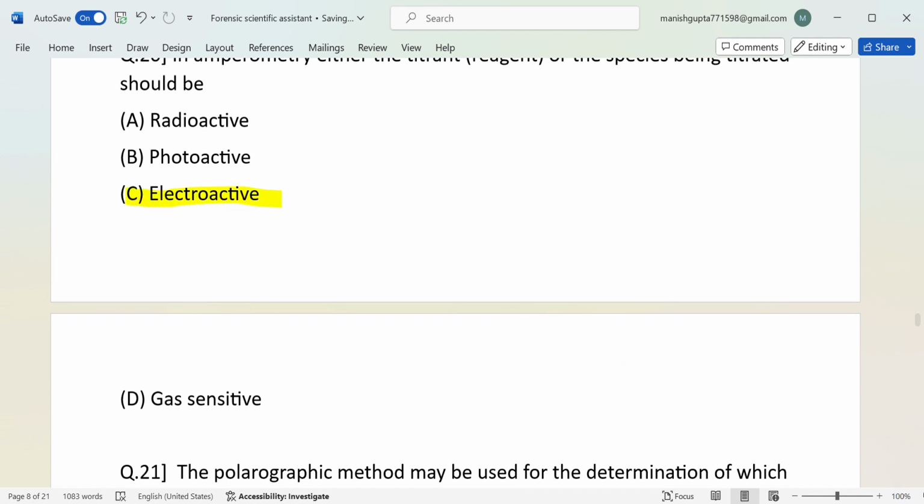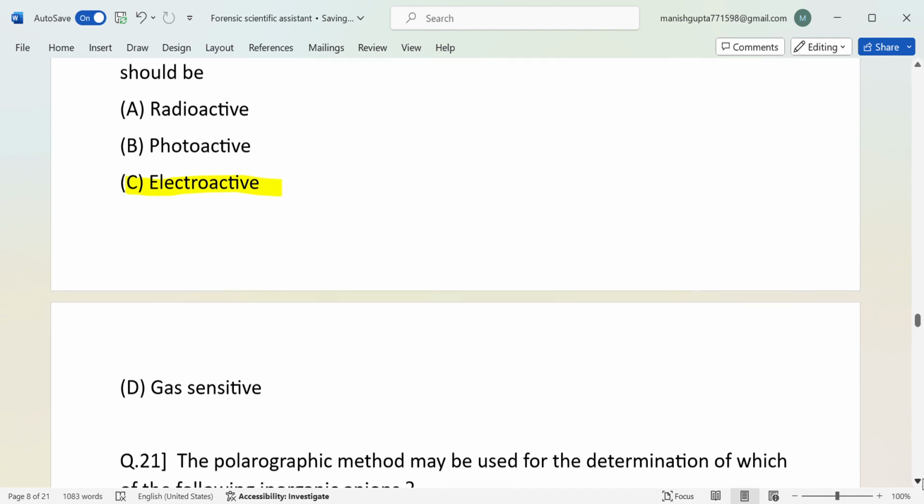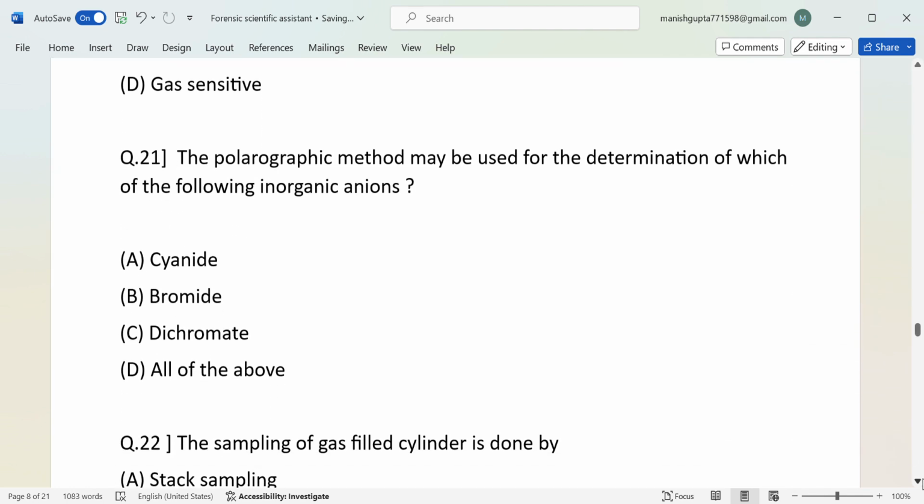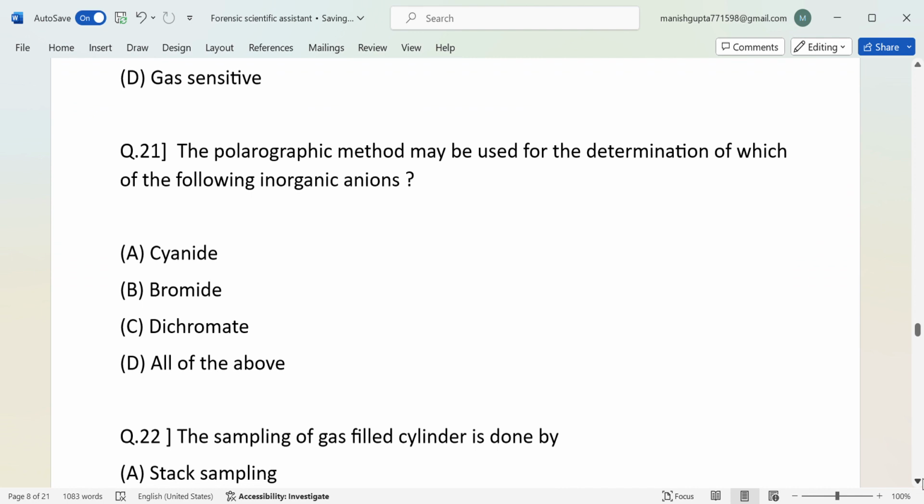Now we are going to see question number 21. The polarographic method may be used for the determination of which of the following inorganic anions: option number 1, cyanide; option B, bromide; option C, dichromate; option D, all the above. All the above is correct.